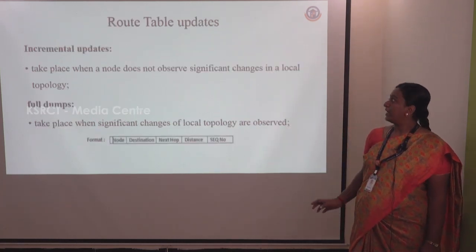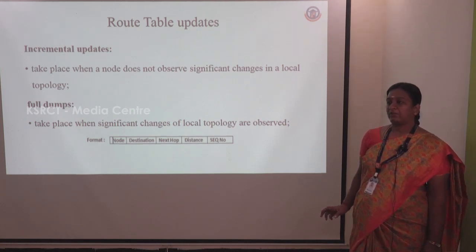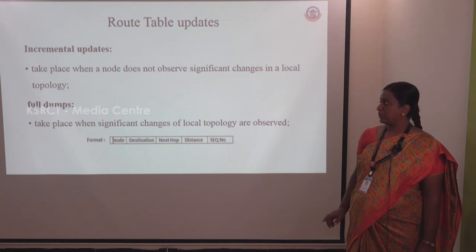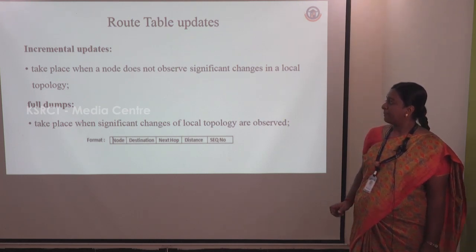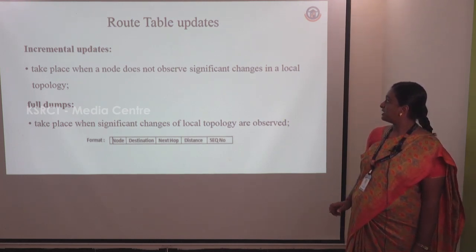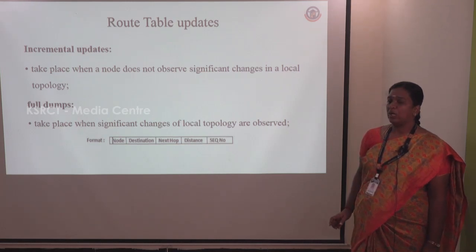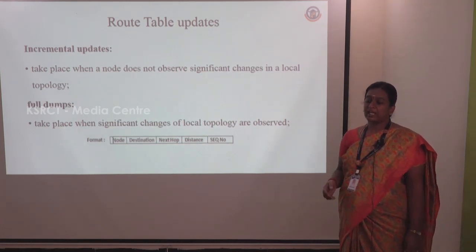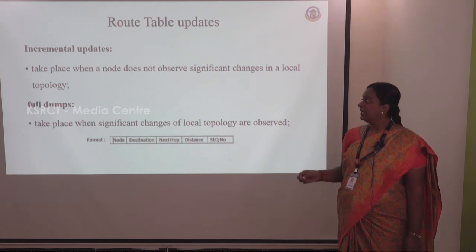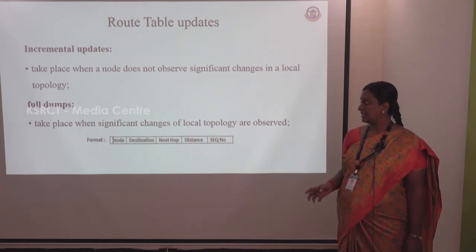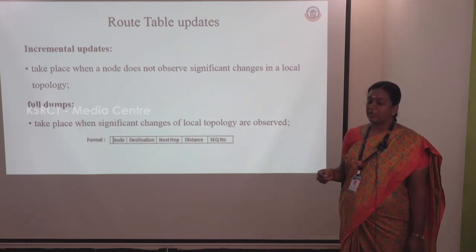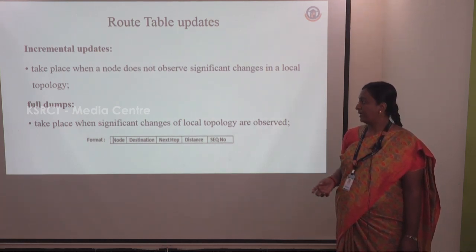So, route table updations. Route table updation can be followed by two methodologies. Incremental update is the first one. It takes place when a node does not observe significant changes in the local topology. If major changes do not occur in the particular topology, then incremental update is suggested, whereas if any changes are observed in the network topology, we can go for full dumps.